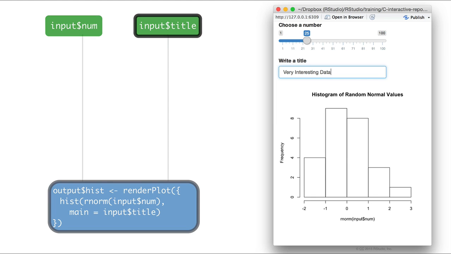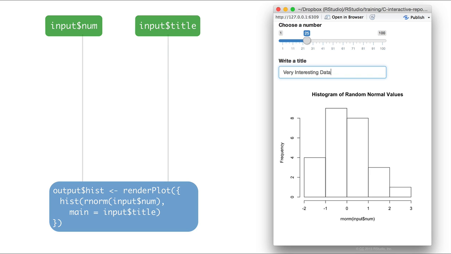When it runs that code, it's going to call input$num, even though input$num hasn't changed. It's just running hist(rnorm(input$num)). It gets that value, and then it gets main = input$title, and it gets that value. And once it has both those values, it can make the new plot, which will then appear in our app. So that's pretty straightforward, and that's very close to what we looked at last week.